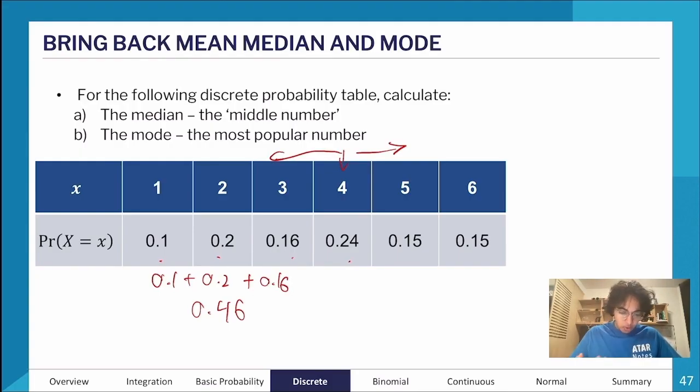And to work out the mode, I want the most popular number, or the number with the highest percentage chance of happening. If I look at these, 0.24 has the highest chance of occurring, and so that must be the mode. And so your answers for both A and B are 4.